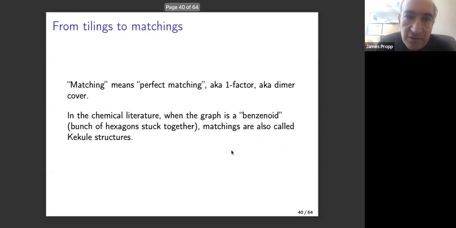A little bit of cultural terminology. Another word for a matching is a perfect matching. In this context, I'll always mean a perfect matching. Sometimes people call it a one-factor because it's a subgraph in which each vertex has degree 1. It's also called a dimer cover. And in the chemical literature, when the graph is a benzenoid, which is a bunch of hexagons stuck together, matchings are also called Kekulé structures or resonance structures, for reasons I won't have time to go into.